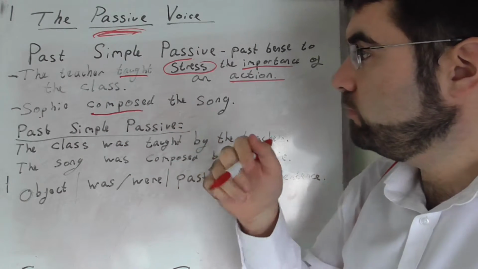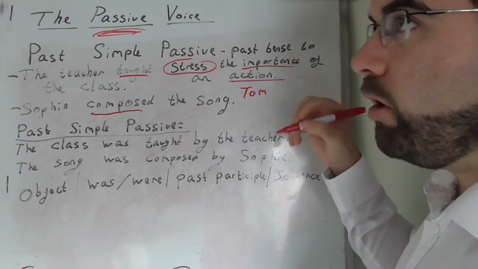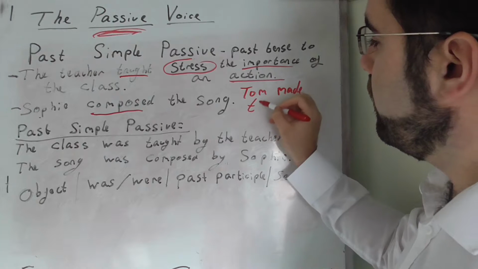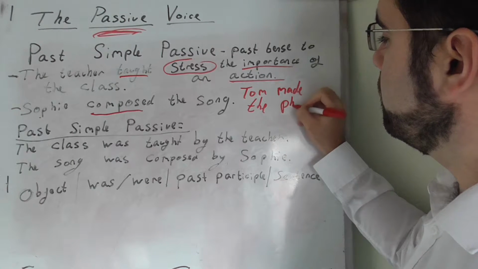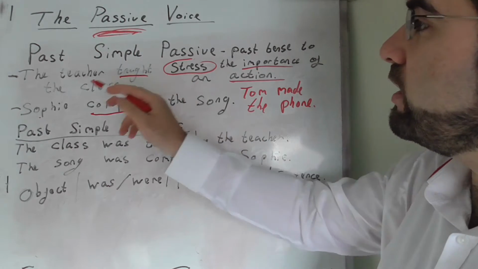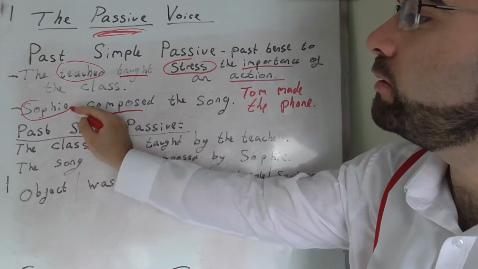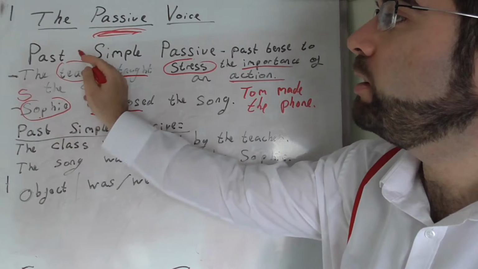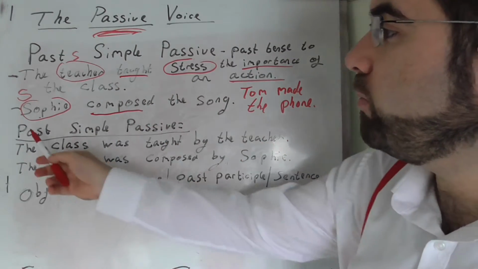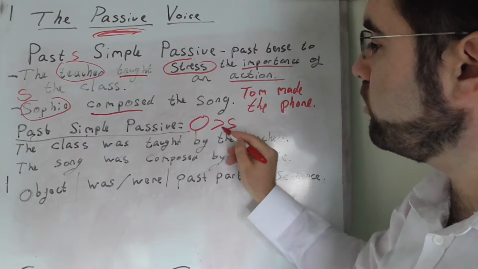Or even, we could even say Tom made the phone. Tom made the phone. So the emphasis here, again, is on the subject, who the sentence is about. But the past simple passive is where the object is more important than the subject.